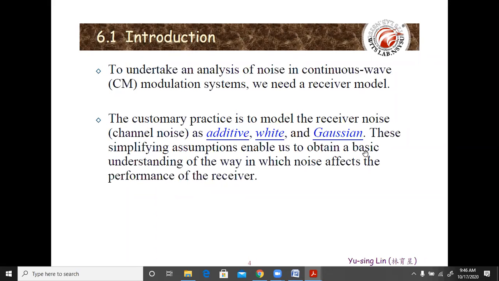So the simplified way of assuming noise as additive, white, and Gaussian will help us understand the noise effects, the whole system, a basic understanding of the way in which noise affects the receiver. We will be able to understand how the noise is affecting the receiver in a better way if we consider the model of the receiver with additive, white, and Gaussian noise.